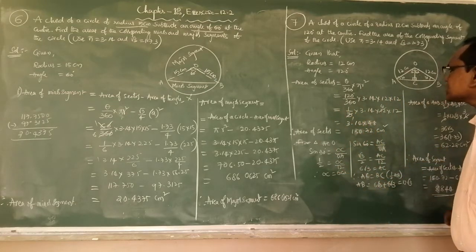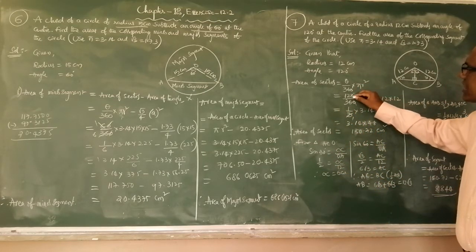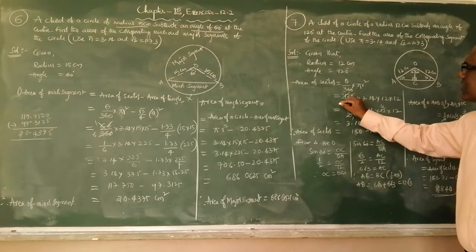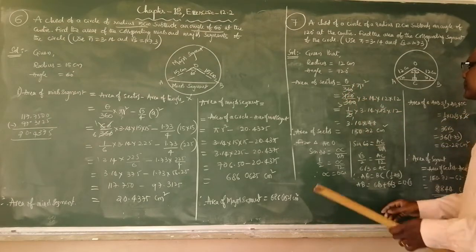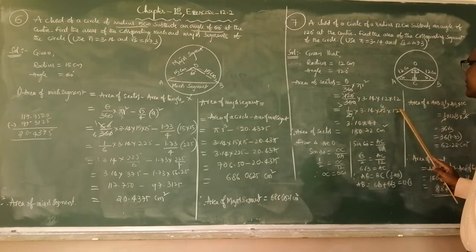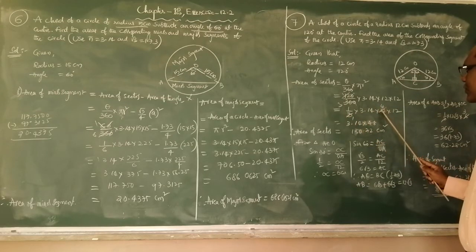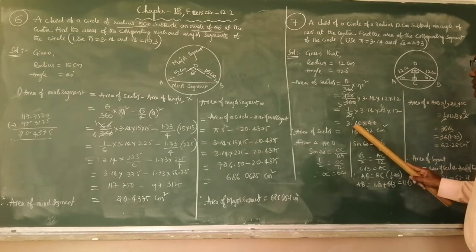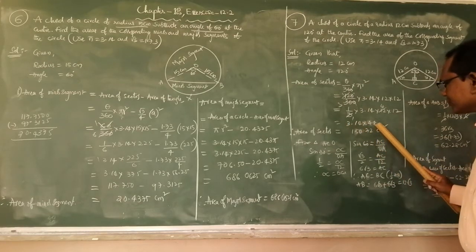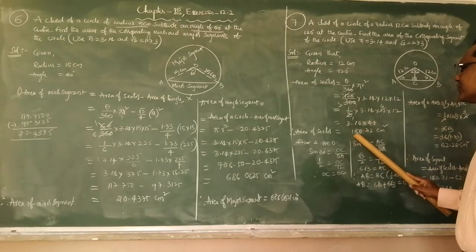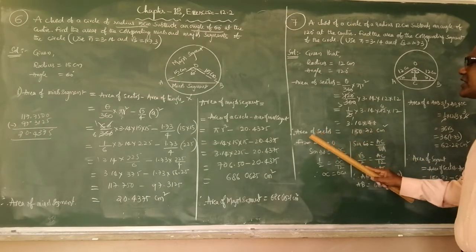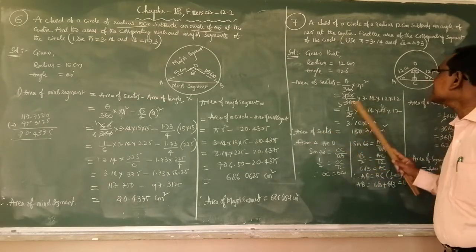So children, you can cancel the zeros. 12 ones are 12, 12 threes are 36, so 1 by 3 into 3.14 into 12 into 12. 3 fours are 12, so 4 into 12 is 48 into 3.14. Therefore, 3.14 into 48 equals 150.72 square centimeters. That is the area of the sector. We have got the area of the sector.